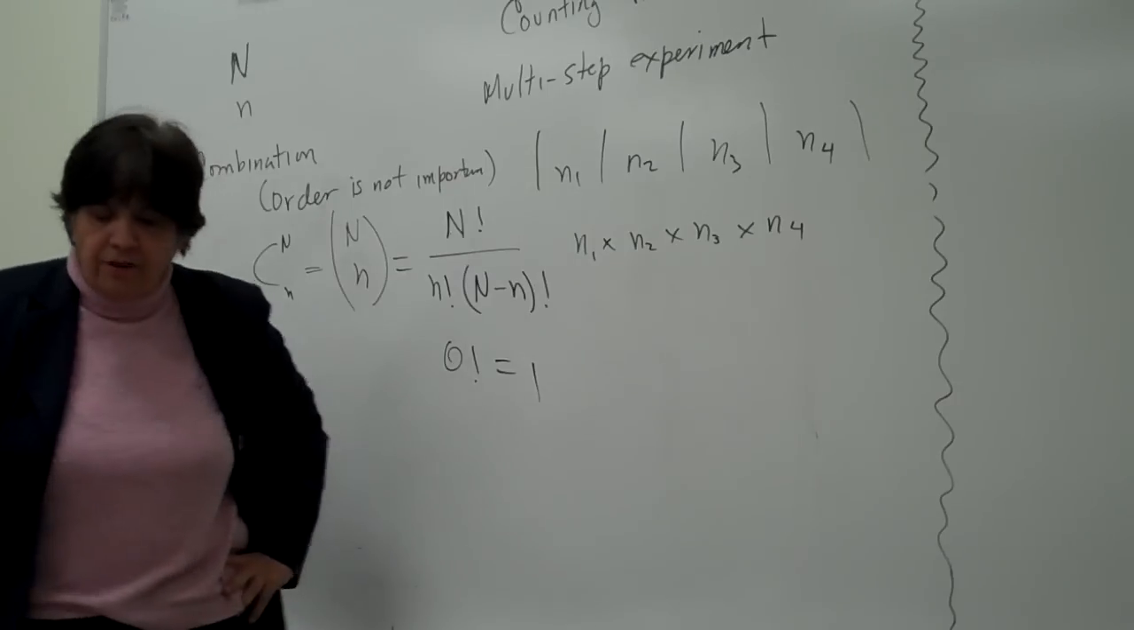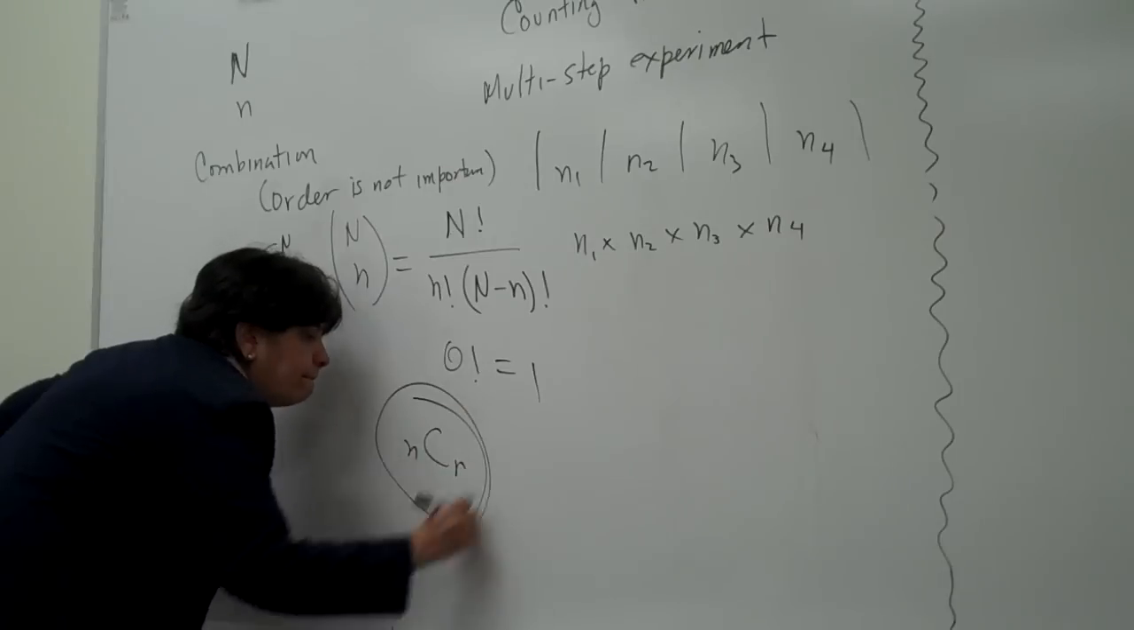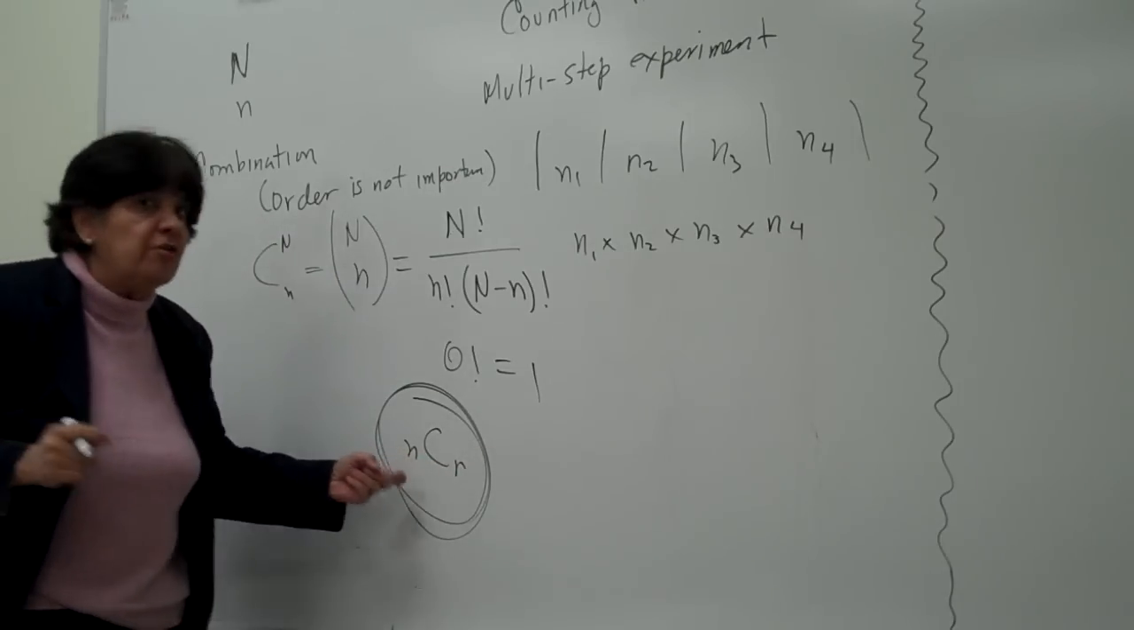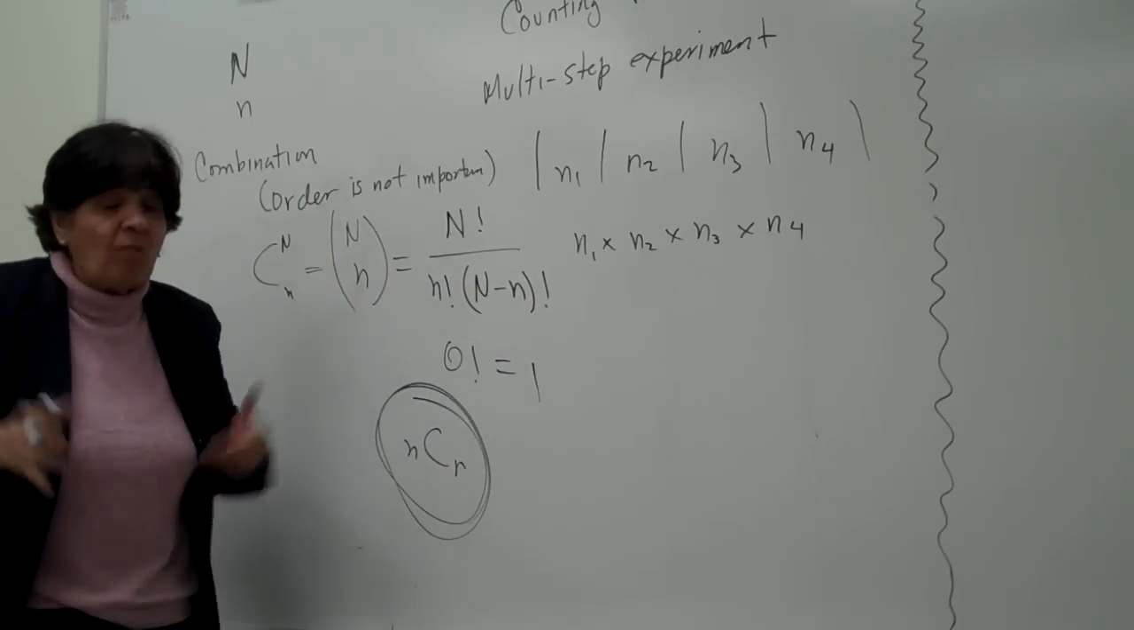In your calculator, you can find that in NCR. This is a combination, and you can get that without doing all these factorials.